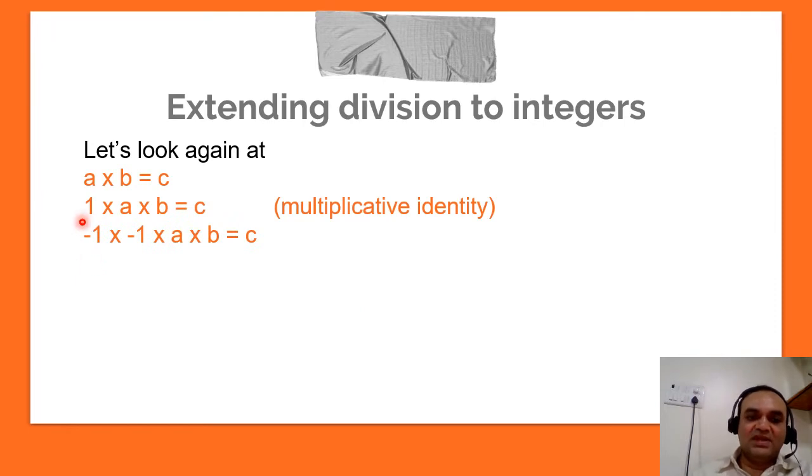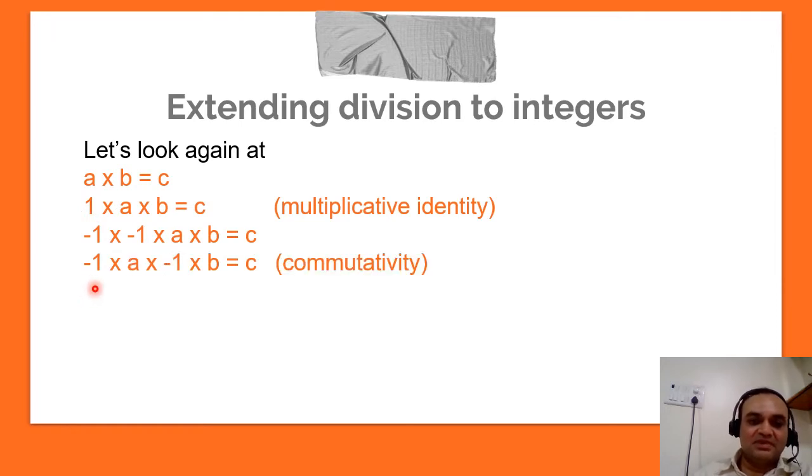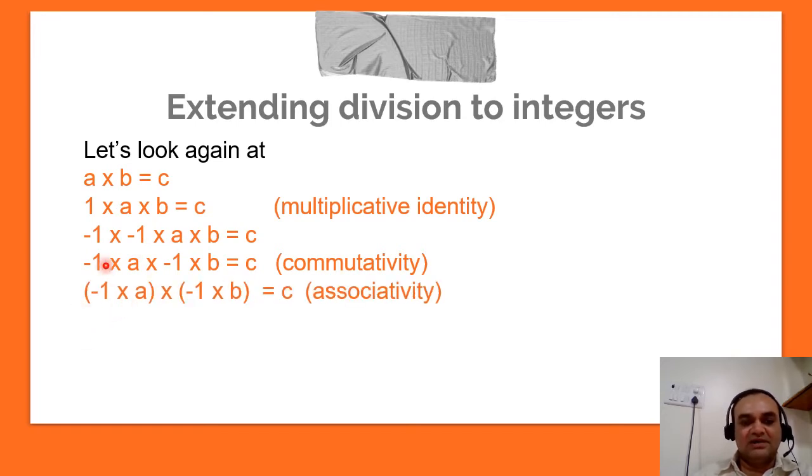Now I can write 1 as minus 1 times minus 1, and a times b remains same. So that's because we know that we can split 1 as even number of minus 1s. Now I'm rearranging this minus 1 to here, and that's because I'm using commutativity of multiplication. I am swapping one a and minus 1. I have regrouped minus 1 and a and minus 1 and b. So I'm using associativity of multiplication, and now I am left with minus a times minus b equal to c.